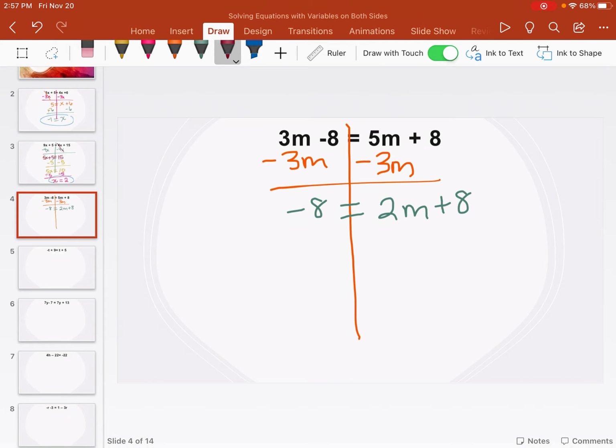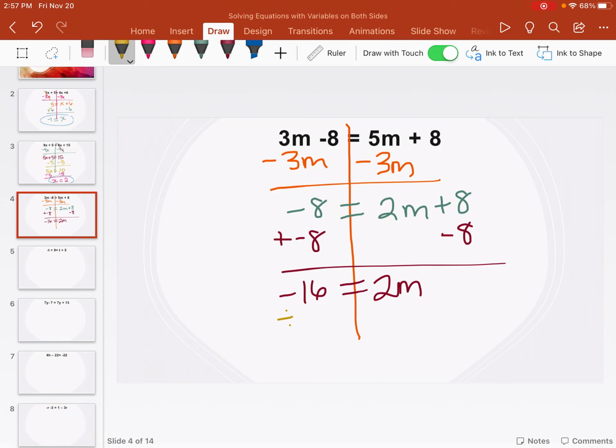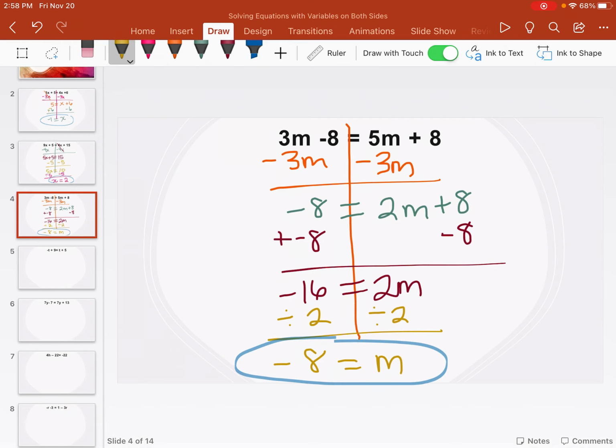Then we would get rid of this 8 that's over here, the coefficient, or sorry, the constant that's with your variables. So minus 8 from both sides. I have 2m left over on the right. Negative 8 minus 8, or keep, change, negative 8 plus negative 8 is negative 16. And then divide by that 2. So m equals negative 8. Don't forget your sleeping dog. Negative divided by positive gives you a negative.